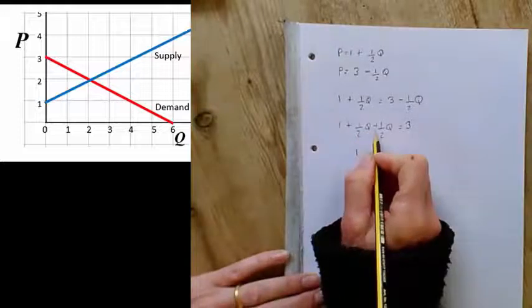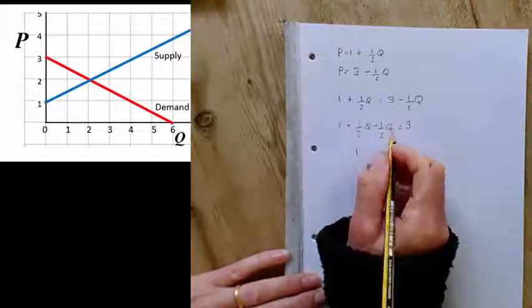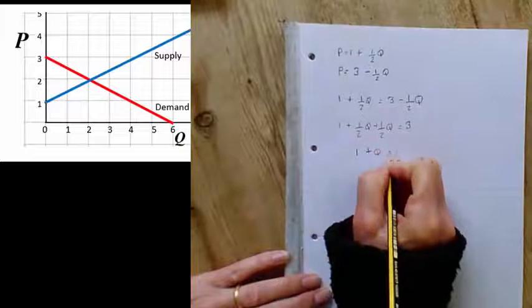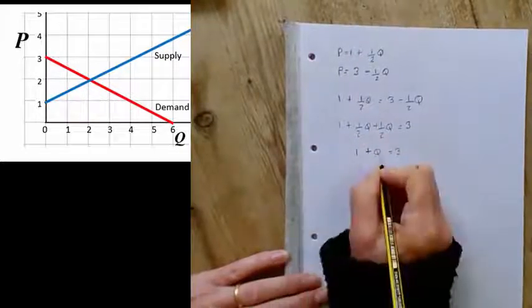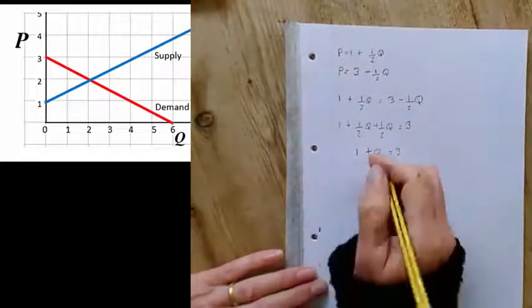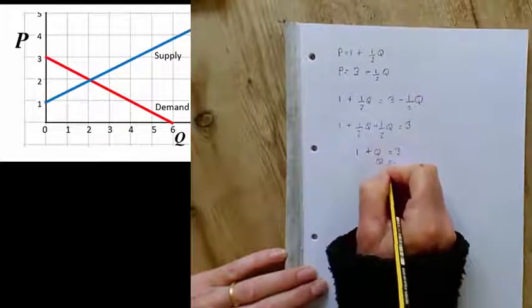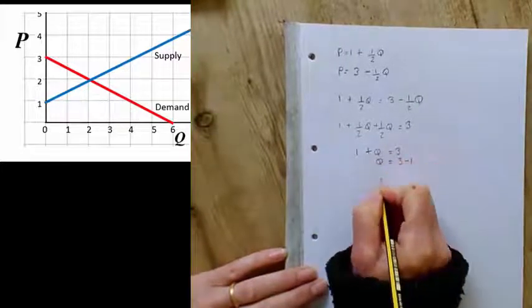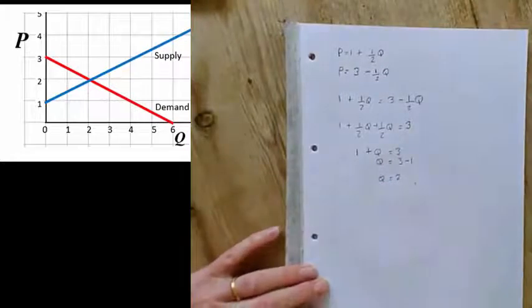And a half q plus a half q is a whole q. Now we want to get this 1 over the other side because we want to get q all on its own. So we find out that q equals 2, which is exactly what our diagram tells us.